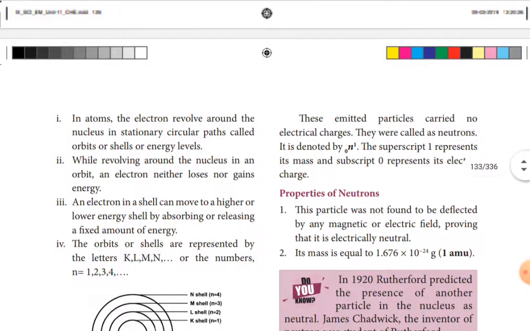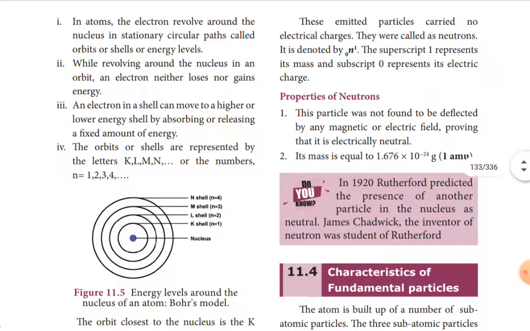Then, while revolving around the nucleus in an orbit, an electron neither loses nor gains energy. So the electron in a particular orbit will be at the same energy level and will have the same energy of that orbit, which will not be lost. Because of the revolution, the electrons will not lose or gain energy.